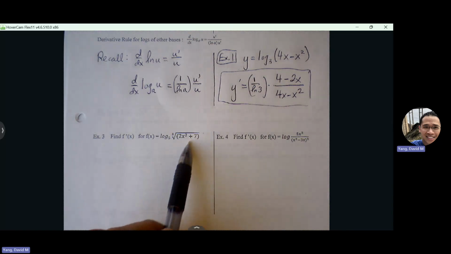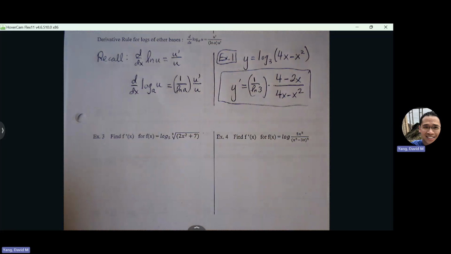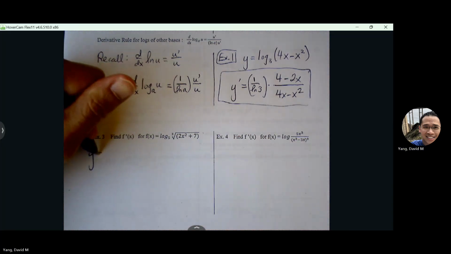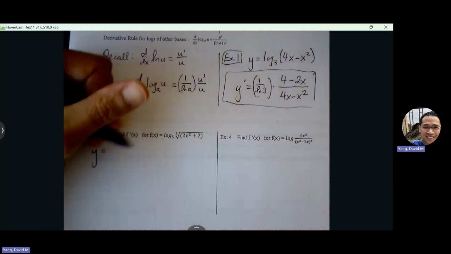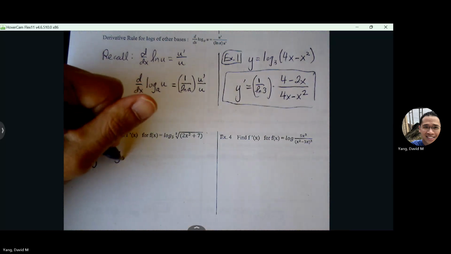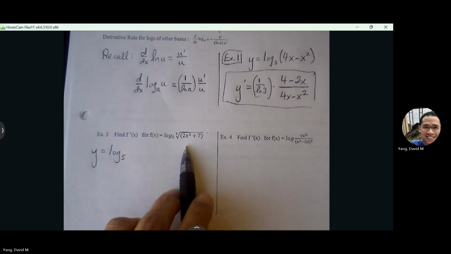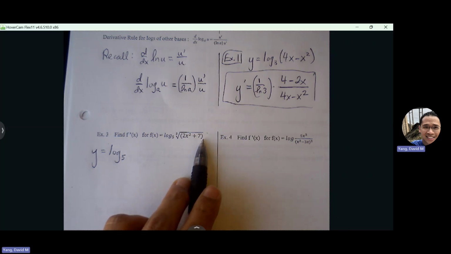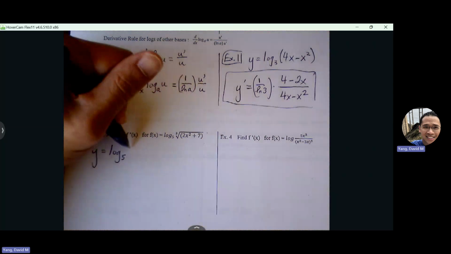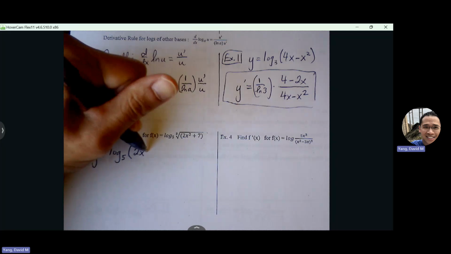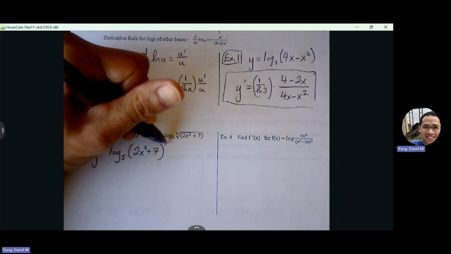Pretend like this is natural log, right? What would you do first? Rewrite it, right? How would you rewrite it? You do 2x squared plus 7 to the negative 3. Yeah, 1 over 3. Yeah, that's right. So it'll be 2x squared plus 7 to the 1/3.